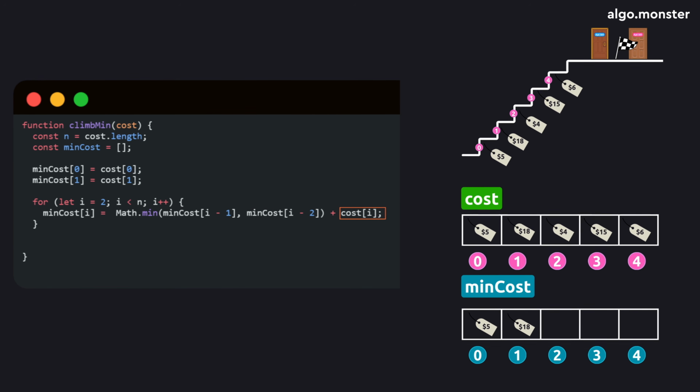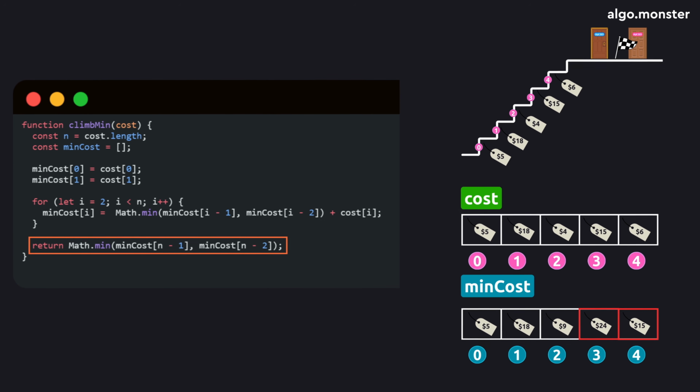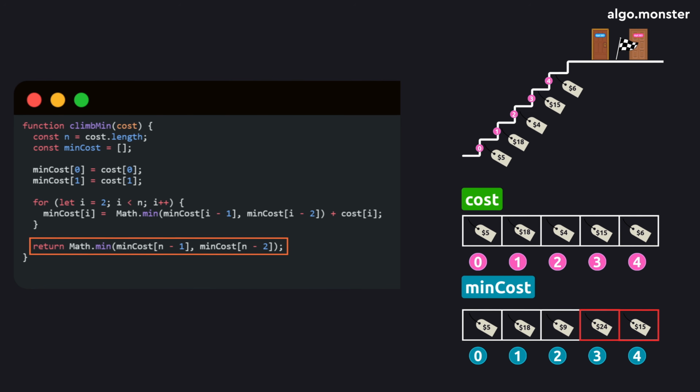We take the cost of stepping on the current stair and add the smaller of the minimum costs for the two previous stairs. As the loop runs, it computes the minimum cost for stair 2, then for stair 3, and so on until the entire min-cost array is filled. Each new value depends only on the two values before it. Once we're done, the last two cells in the min-cost array contain the minimum cost of stepping on the last two stairs, and those are exactly the stairs from which we can jump to the top floor. So to get the final answer, we simply take the smaller of those two values. And that's our solution.